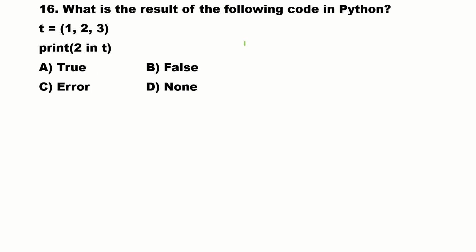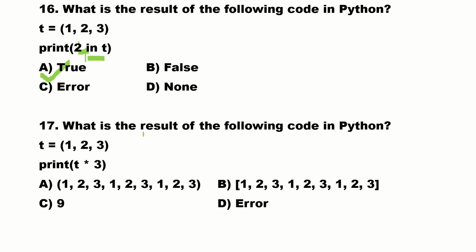Next one, what is the result of the following code? Here a tuple is given, print 2 in T. See, here the in operator returns true if the specified element is found in the tuple. Is 2 in the given tuple? Yeah, 2 is there, so it will return true. And if you give 4 in T, is 4 there in this tuple? No. In such cases it will return false. Understand?